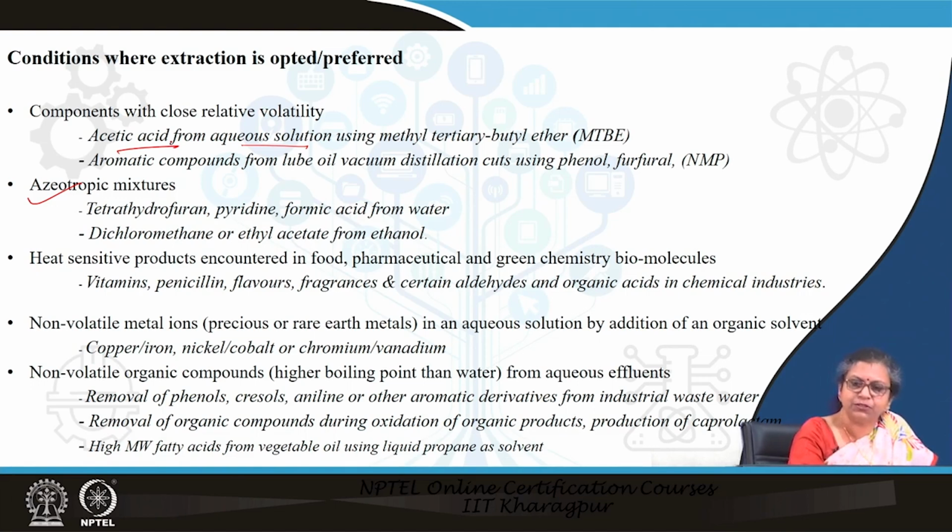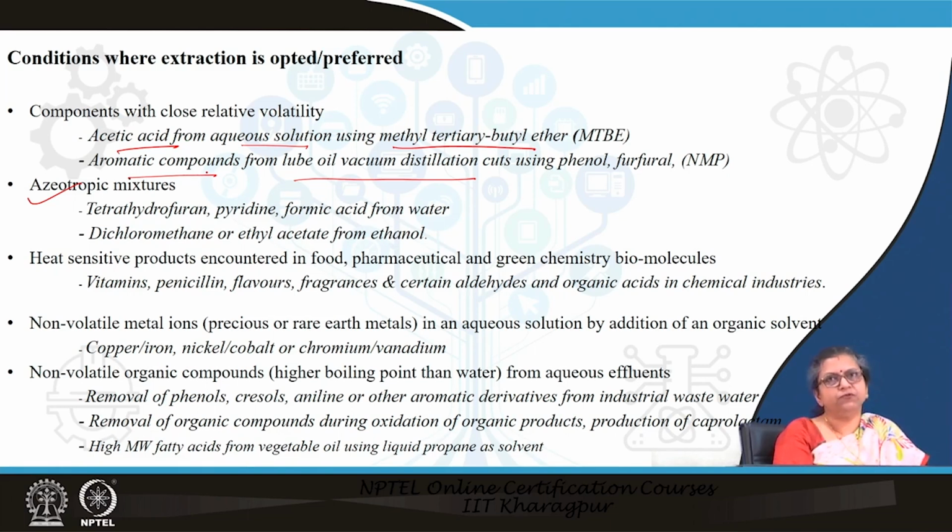Normally what we do in this particular case, we use methyl tertiary butyl ether as the solvent, which can be easily evaporated away, and we can recover the acetic acid from the MTB solution. Under this condition, definitely we would opt for the extraction rather than the distillation process. The same thing, a very typical example from oil refineries is that from the lube oil vacuum distillation cuts, we often have to recover the aromatic compounds. And this we do very easily by using phenol, furfural or NMP, such type of solvents.